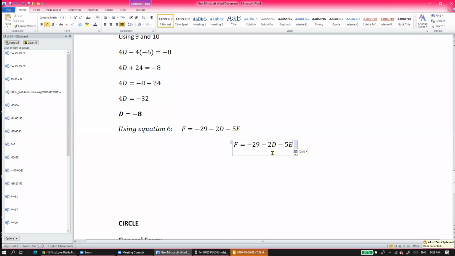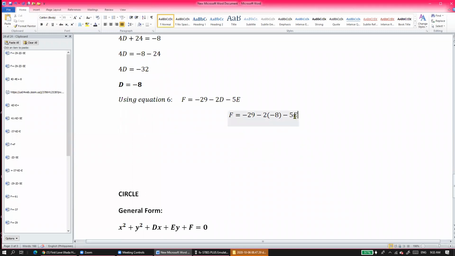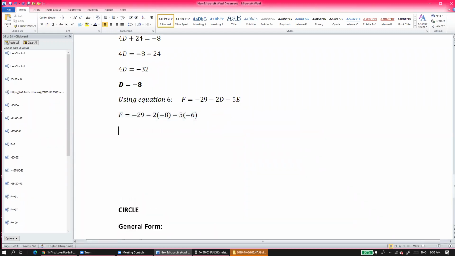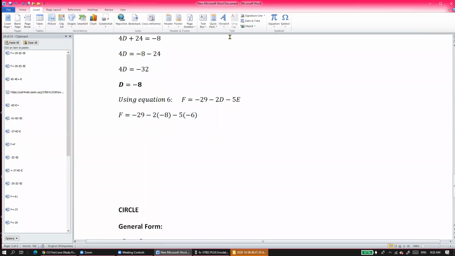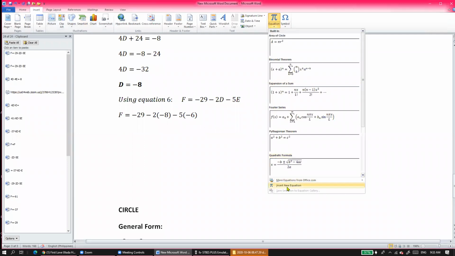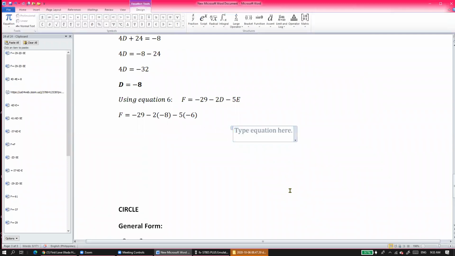Ang value ng D is negative 8. So minus 8. Ang value ng E, diba yung value ng E natin kanina? Negative 6. So negative 6 yan. So we have now F. Yan yung manumano. Kanina naman, direct sa calcu. Dapat pareho ninyong alam yan dahil mga engineering students kayo. Negative 2 and negative 8 is positive 16. And negative 5 times negative 6 is positive 30.